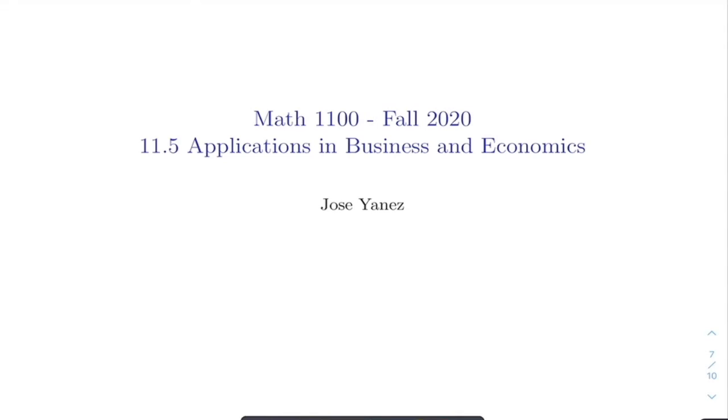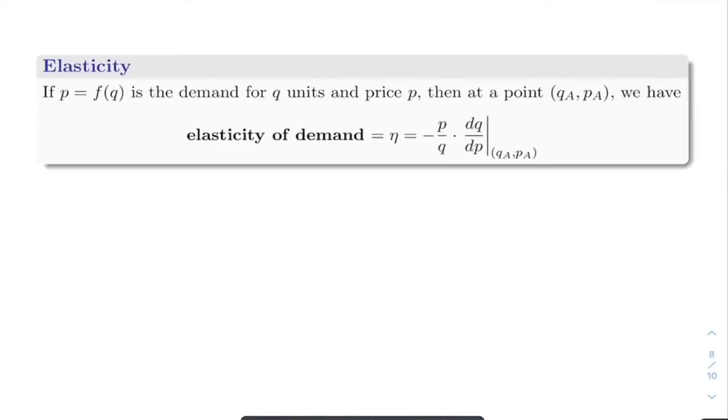In this video, we will see some applications of implicit differentiation for problems related with business and economics. So the problem we will be working in this case is related with the elasticity of demand. So if this is my expression for the demand for Q units when the price is P, then the elasticity of the demand is this expression here. We will break this expression down in a bit, but let's see how we can understand this situation.